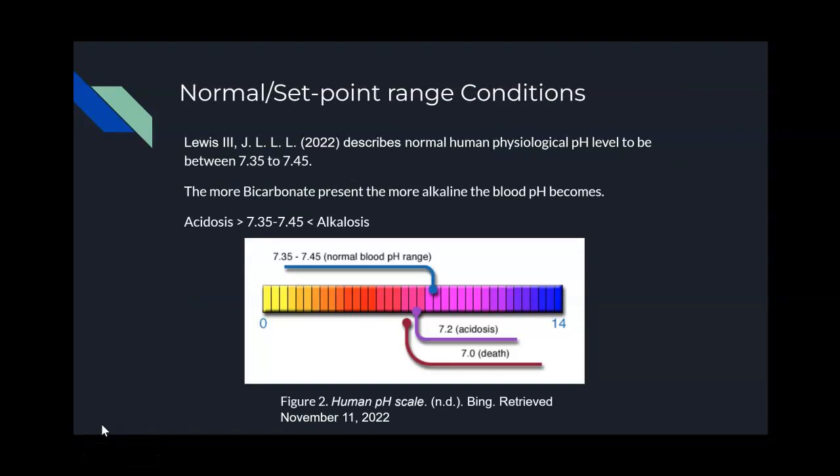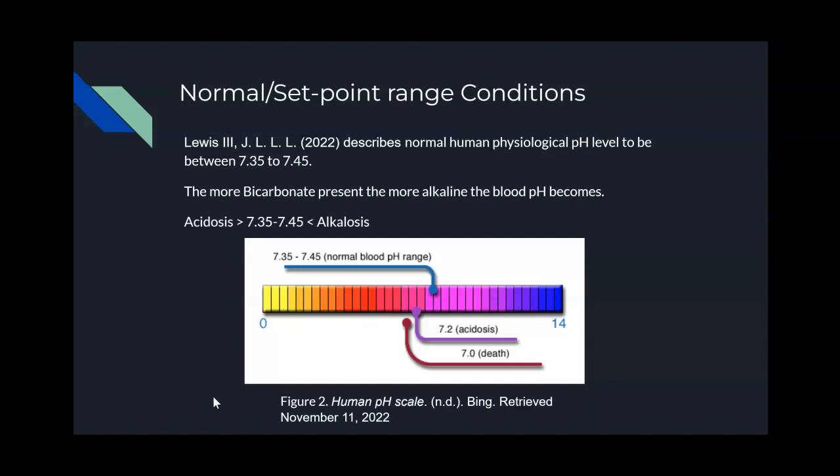Normal set point range conditions are described to be between 7.35 and 7.45. And as discussed before, the more bicarbonate that is present, the more alkaline the blood becomes. And in this image below, it shows for acidosis, but again, it gives a good idea of, despite having a small change in pH blood levels, if it is not within the normal set point range, it could begin to cause harm to the body.